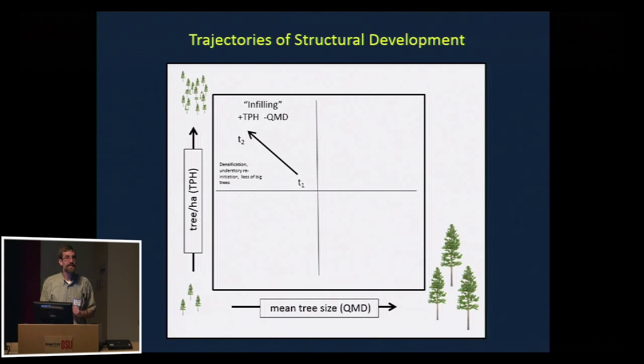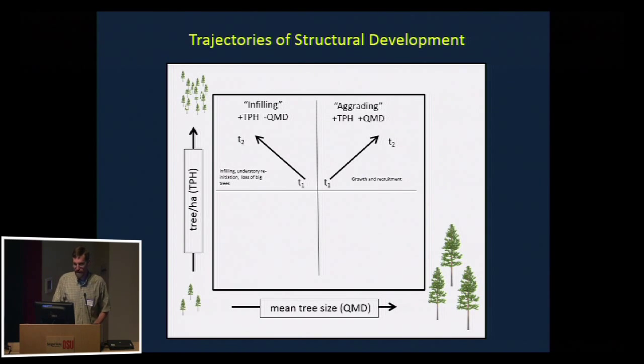In the first one, density can increase and quadratic mean diameter might decrease. This might be from infilling in a woodland, lots of trees being recruited, densification. It could be understory reinitiation in an older forest. Could also be loss of big trees. So there's multiple processes that could lead to this trajectory. The next one is aggrading. This is where your average tree size and your number of trees both increase, and this is largely a result of recruitment and growth.